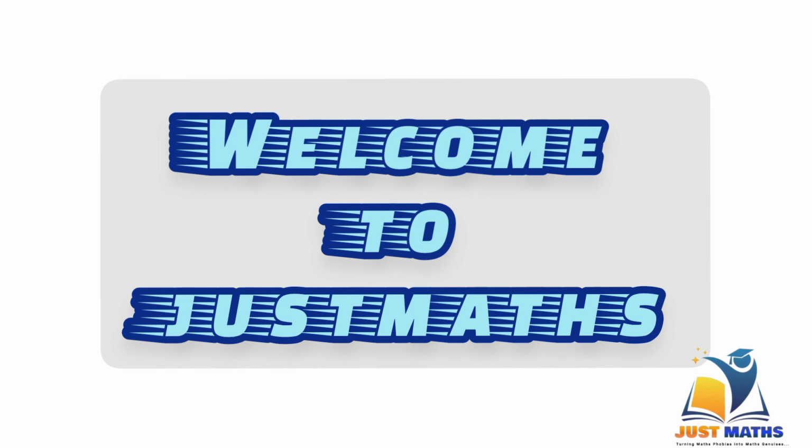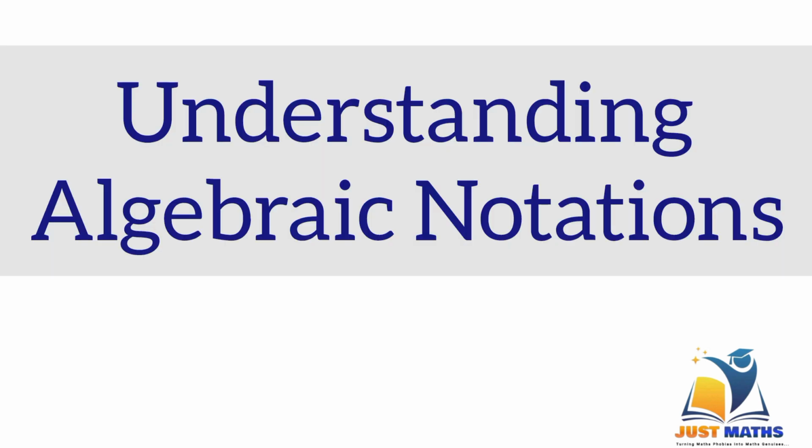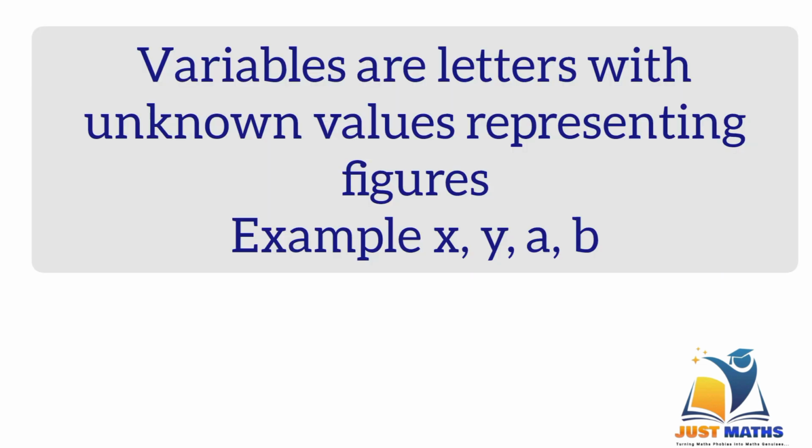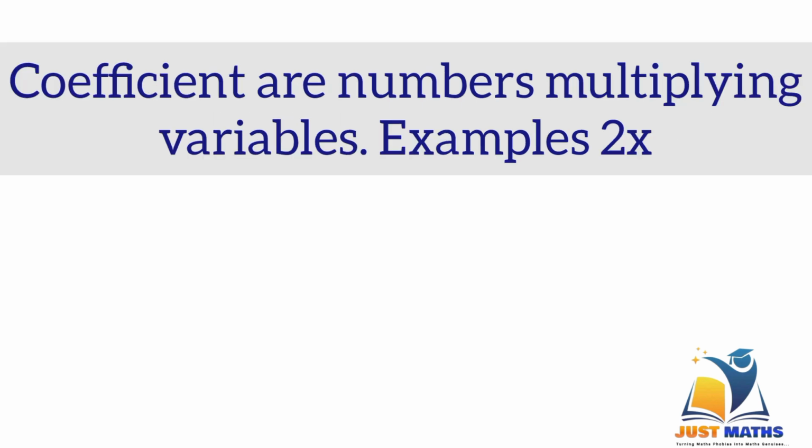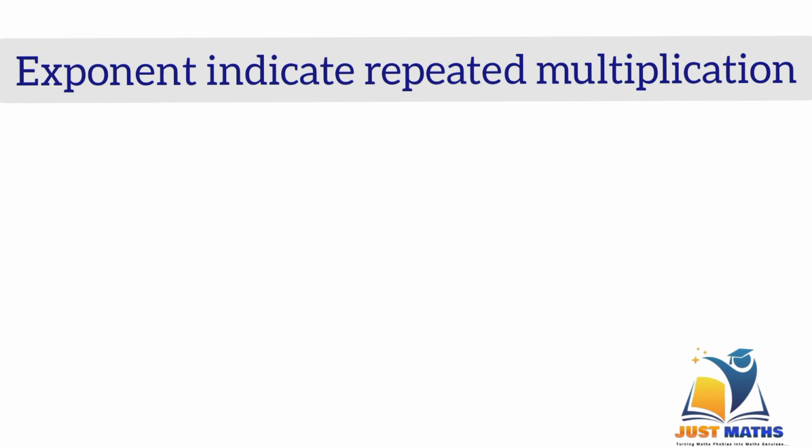Today we'll be looking at understanding algebraic notations. Variables are letters with unknown values representing figures. Now, coefficients are numbers multiplying variables. Exponents indicate repeated multiplication. For example, x raised to the power 3 represents x times x times x.